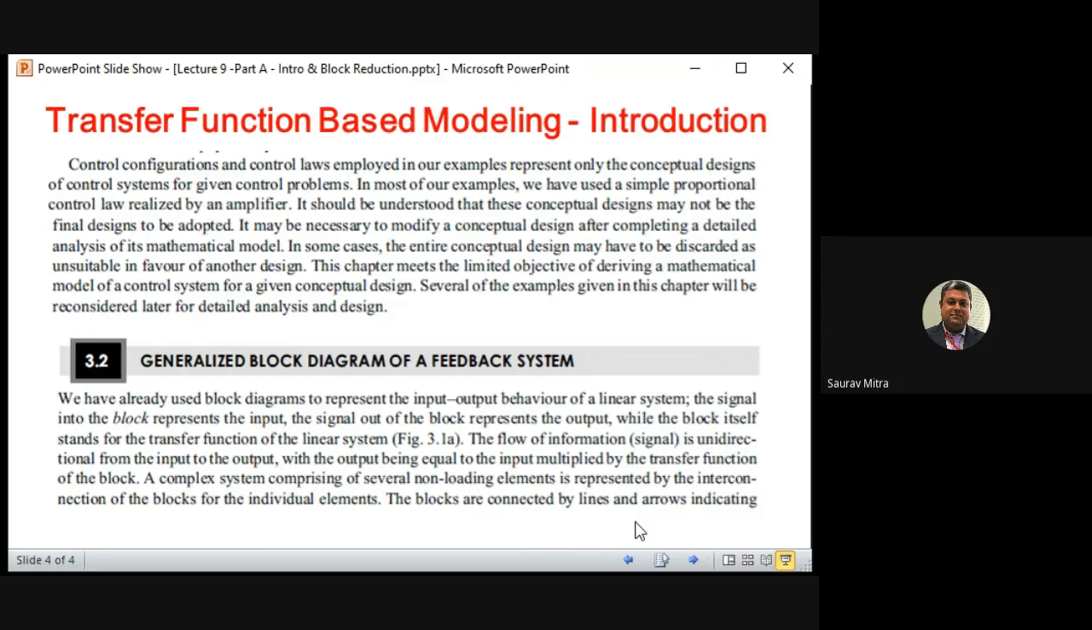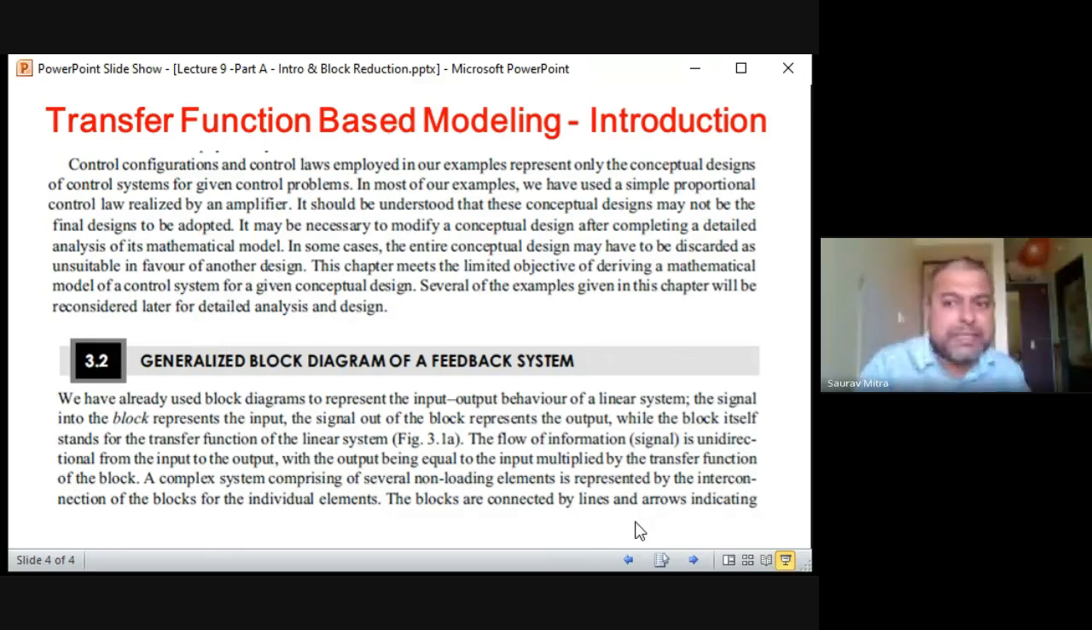The signal into the block represents the input, the signal out of the block represents the output. Either R(s) is the input and C(s) the output, or R(s) the input and Y(s) the output, or X(s) the input and Y(s) the output. The block itself stands for the transfer function of the linear system. The flow of information is unidirectional, always from input to output, and from the output, at times it can come back as a feedback signal. There can be two types of feedback, positive feedback as well as negative feedback.